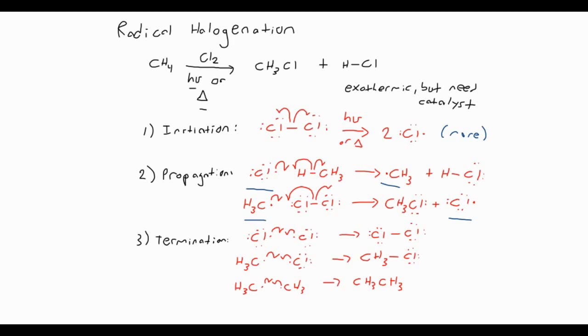And all of these are rare because, like I said, we'll only have a small amount of radicals floating around at any given time because radicals are very reactive and they're not going to last for a very long time. So the probability of having two radicals come together, like here, in any of these termination steps, the probability of having two radicals close enough to react is going to be very low. So these steps do occur, but it will be much less common than, for example, the propagation steps.